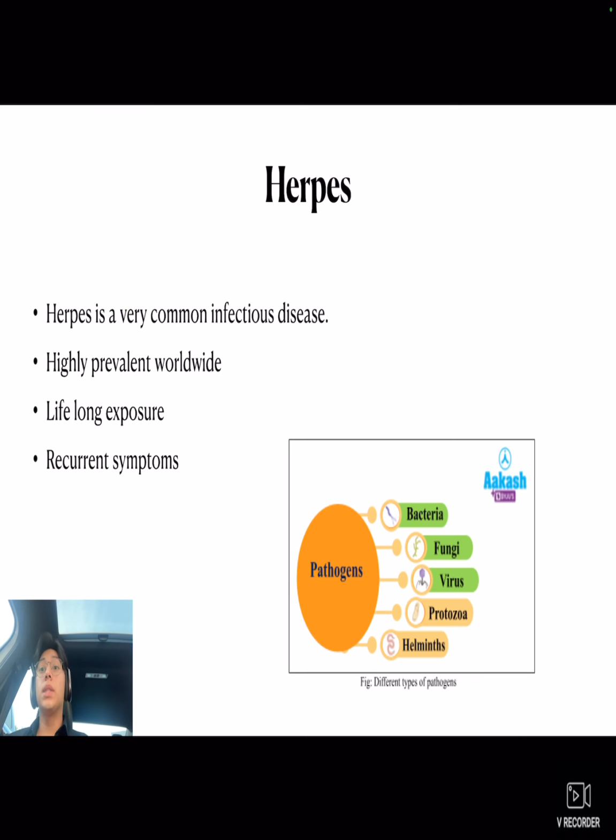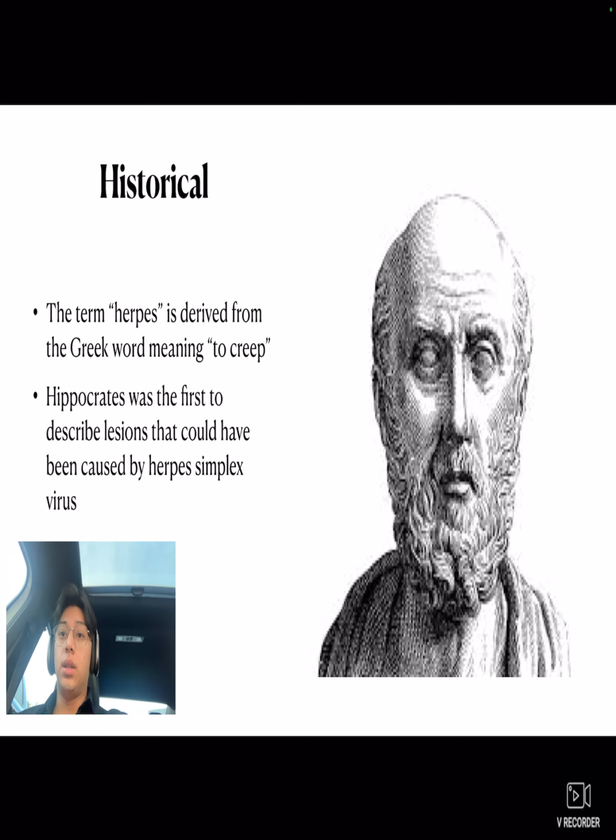So first off, herpes is a very common infectious disease. It's all around the world, and once you're exposed to it, you're exposed. But spoiler alert, once you have it, you can't fully get rid of it. And you will always have reoccurring symptoms if you do have it.